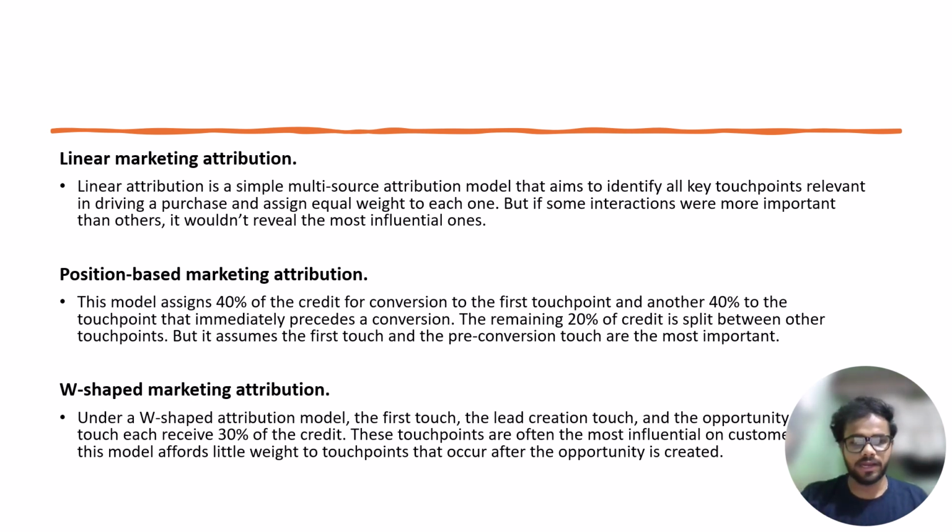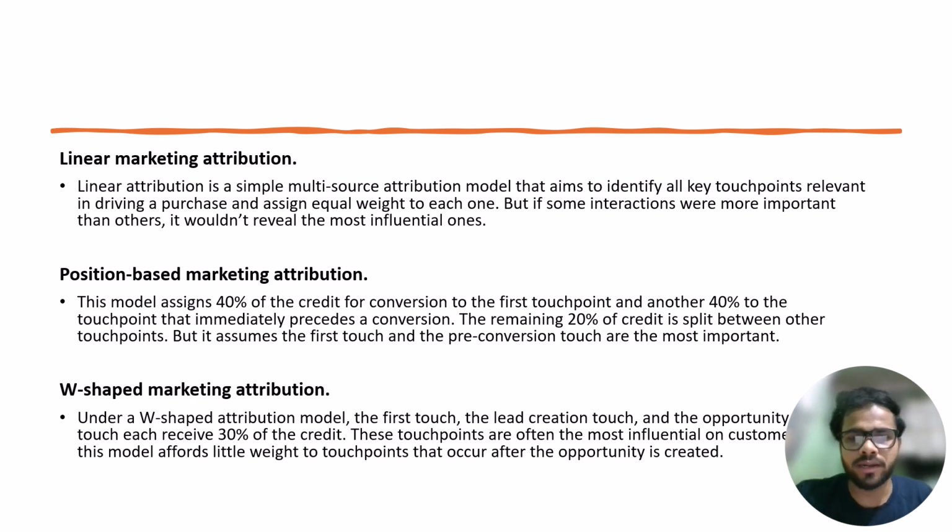So I'll explain what it is. Let's suppose a user comes to your website, and before buying anything, he took 4 touch points. In linear marketing attribution, the credit goes 25% to each of the 4 touch points. The 100% credit is divided into 25, 25, 25, and 25.